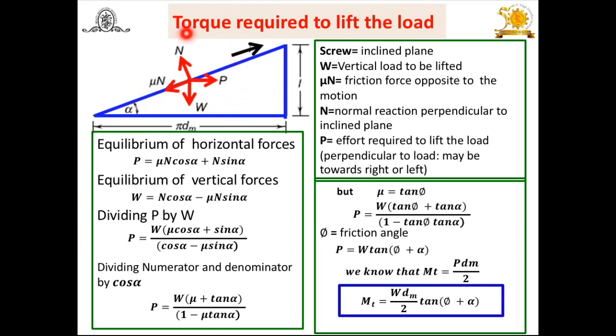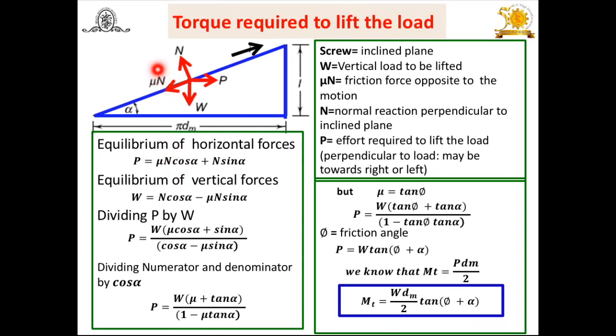By considering all these forces, what we have to do is find out the equilibrium of vertical and equilibrium of horizontal forces, to find out how much torque is required to lift the load. Let us see. Equilibrium of horizontal forces. Now this P is horizontal, P is equal to, now μN has some inclination. This angle is alpha, that means this angle is also alpha. So what will you get?